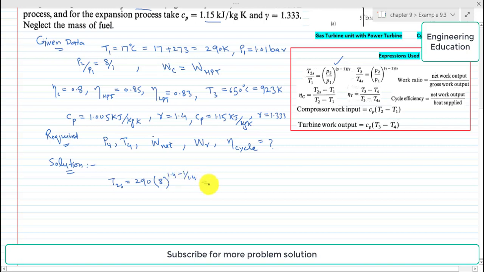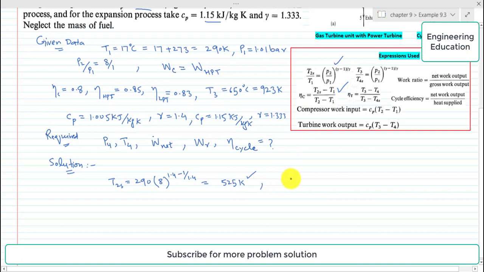So simplifying this, the T2s value comes out 525 Kelvin. Now using the expression of the isentropic efficiency for the compressor, this one, to find the value of T2. So I am directly rearranging the expression and putting the values.